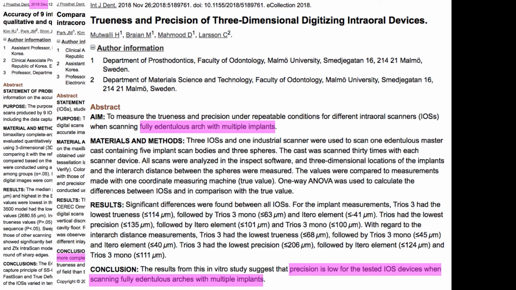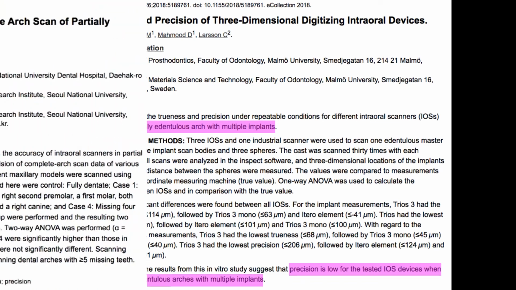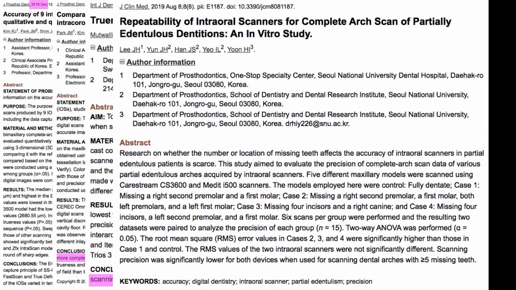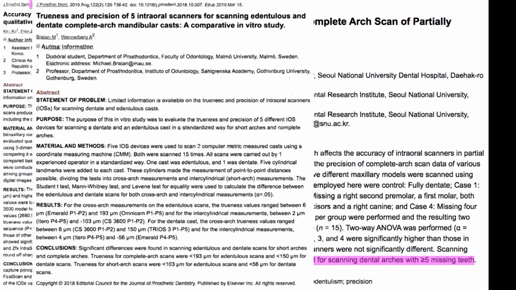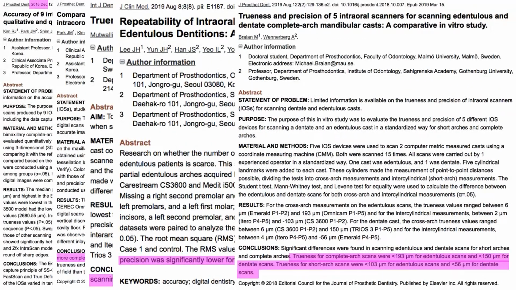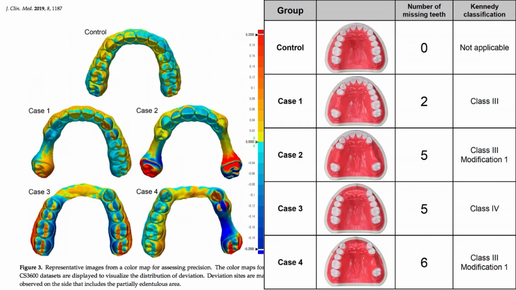And when it comes to full arch or full mouth scanning, the scan distorts a lot. And when there is more than 5 teeth missing in the edentulous space, scanner should not be used. As you can see from these diagrams, when the pontic space becomes longer, we must not use intraoral scanner.